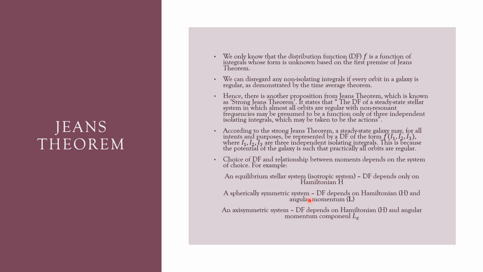In a spherically symmetric system, the distribution function depends on both the Hamiltonian and the angular momentum. And in an axisymmetric system, the distribution function depends on the Hamiltonian and the angular momentum component Lz. These distinctions highlight the tailored nature of distribution functions in capturing the unique dynamics of different stellar systems.